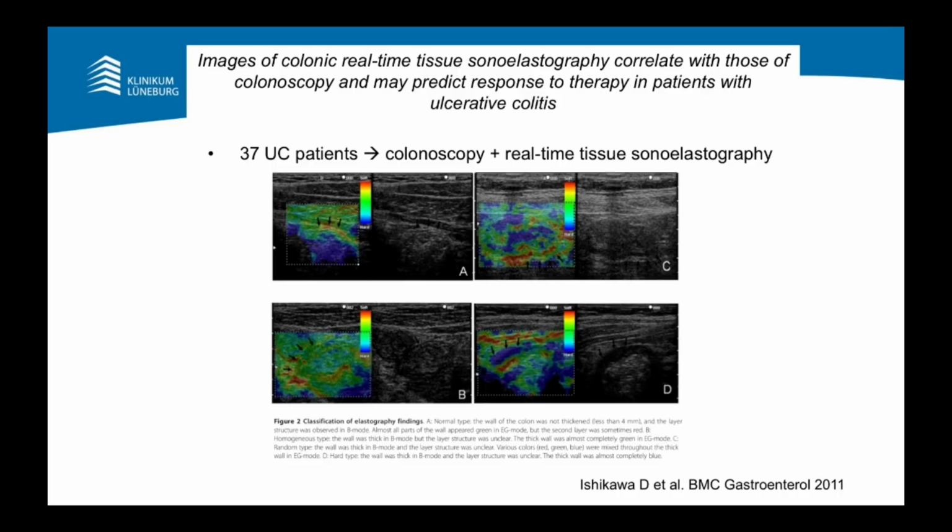Another thing that Gianni touched upon in looking at fibrosis is the elastography. So in this study, 37 UC patients, colonoscopy and real-time tissue sonoelastography. The colleagues did find a difference in those with endoscopic activity and no endoscopic activity. But again, just one study, single center, just a few patients, and nothing where we can really at this time say that elastography helps us in differentiating.